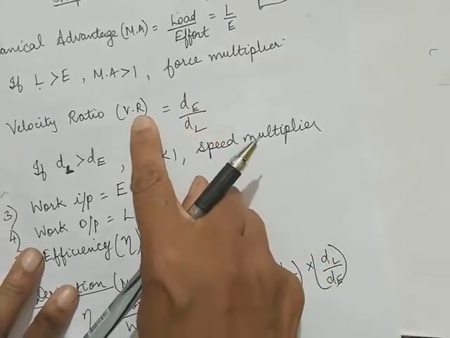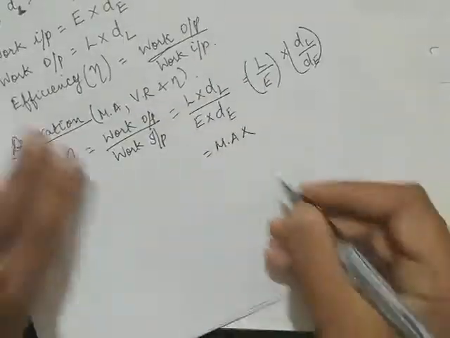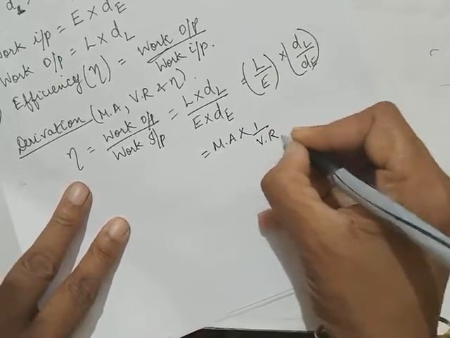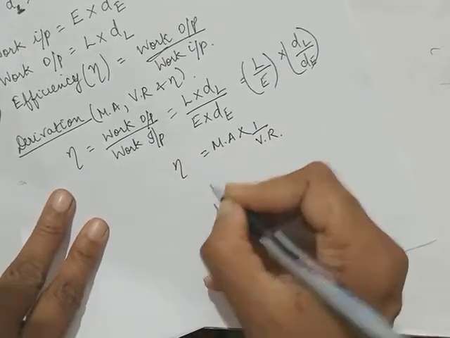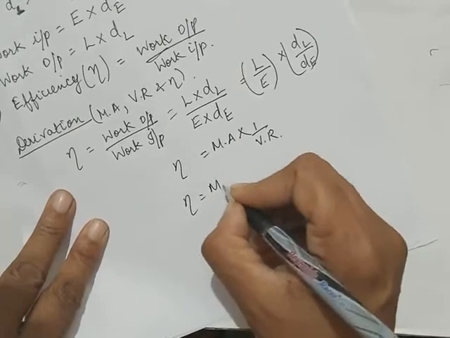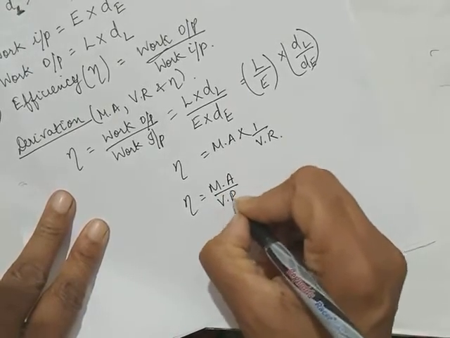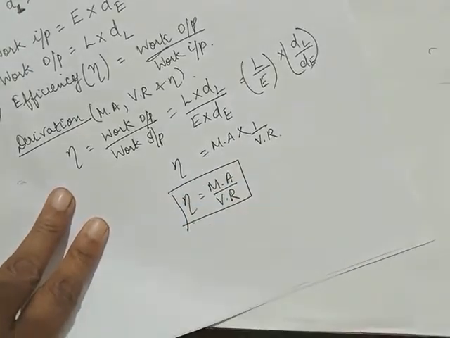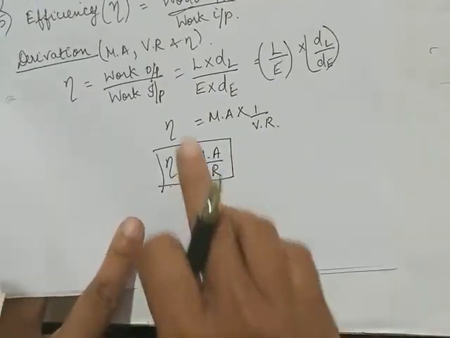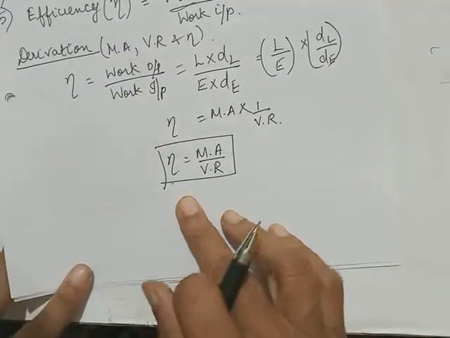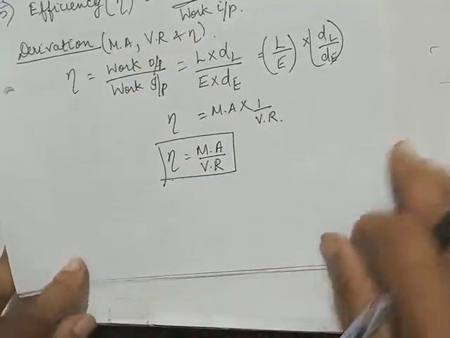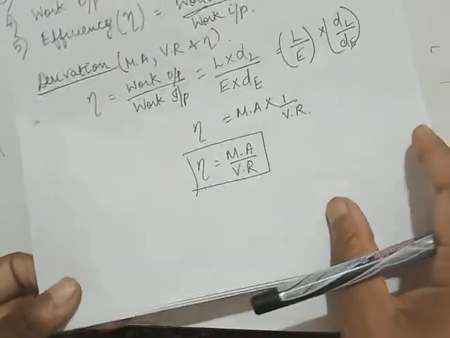DE by DL is VR. So DL by DE will be 1 by VR. So efficiency is equal to MA upon VR. This is the relationship between efficiency, MA and VR. So this derivation sometimes they ask you. Okay children.